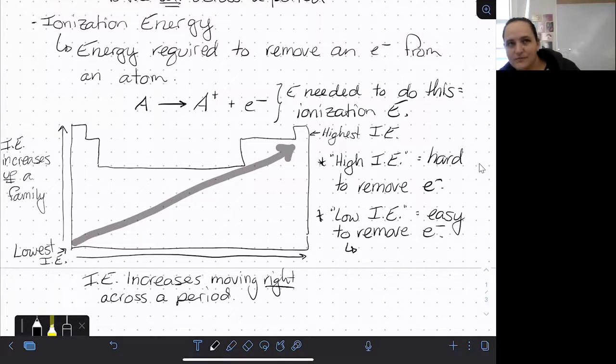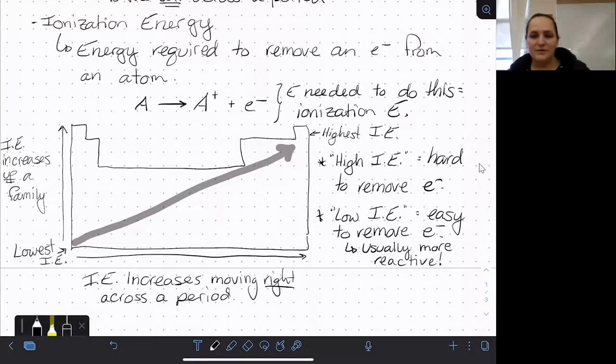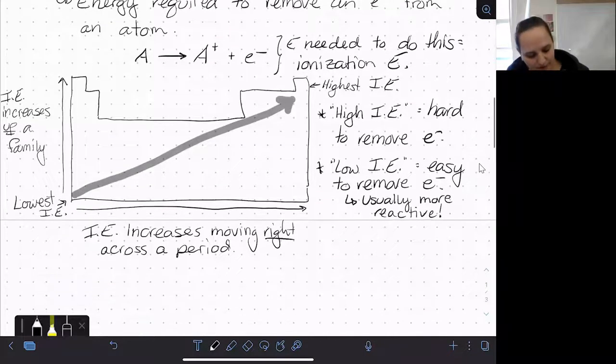Generally, things that are easy to change in some way tend to be very reactive. So low ionization energy elements are usually more highly reactive. They're more likely to undergo chemical reactions more easily or more vigorously. Our next trend is electron affinity.